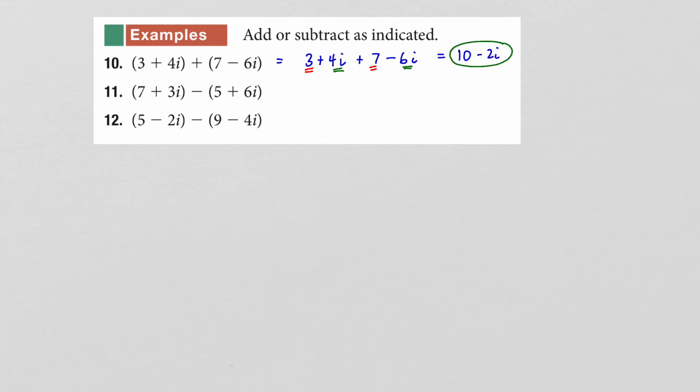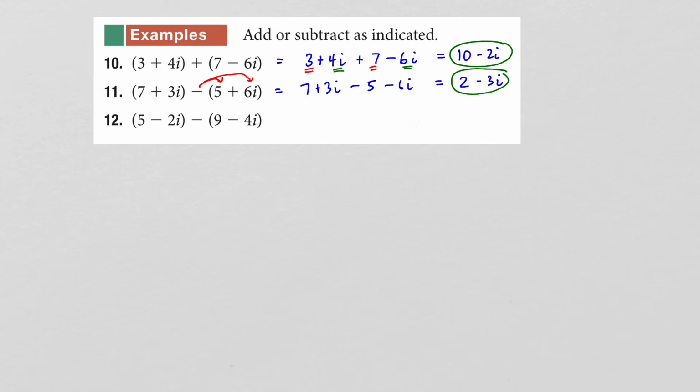So adding complex numbers is a matter of simply combining like terms. For the next example, it's the same thing essentially. We have 7 plus 3i, but then we're subtracting, and that negative has to be distributed to each one of those. So this becomes minus 5 minus 6i. And if we combine like terms, we get 2 minus 3i.